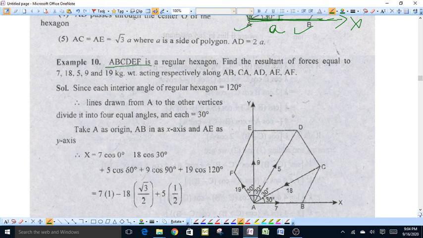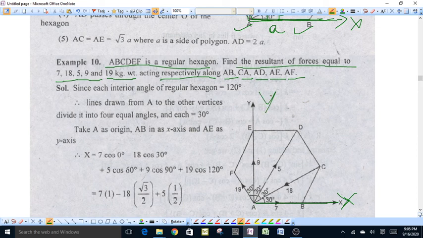Suppose ABCDEF is a regular hexagon. We have to find the resultant of forces equal to 5, 7, 18, 5, 9 and 19 kilogram weight acting along AB, CA, AD, AE and AF as shown in the figure. We take AB as x-axis and AE as y-axis. We take A as origin.